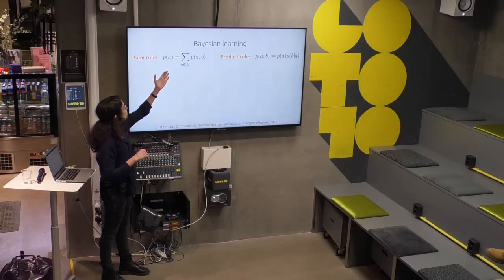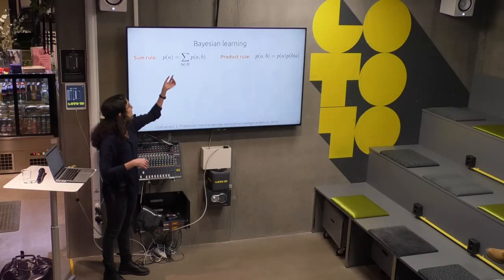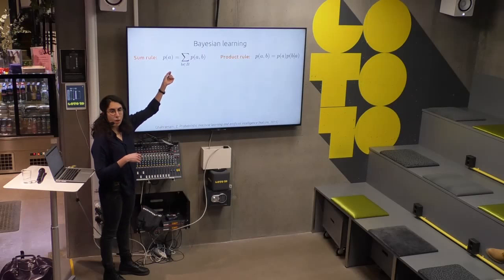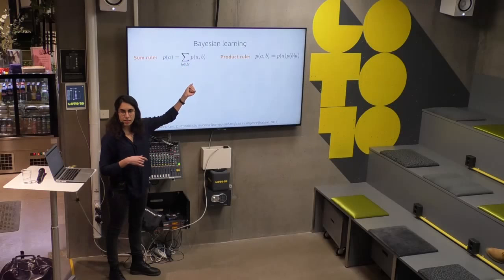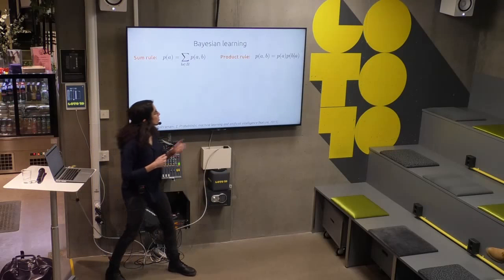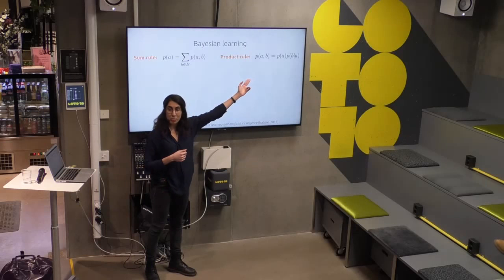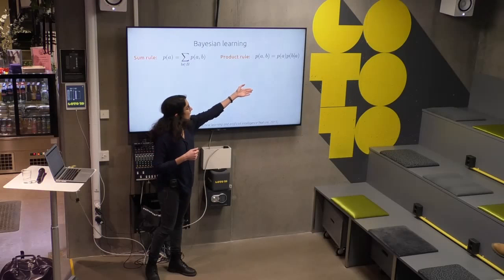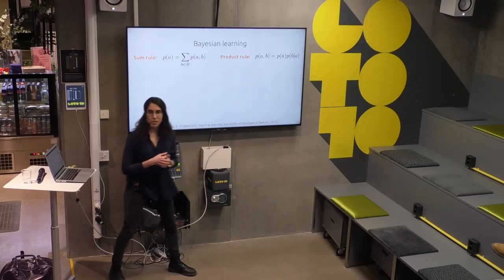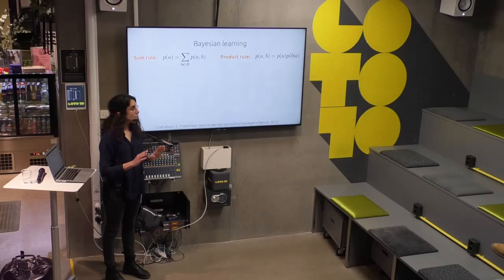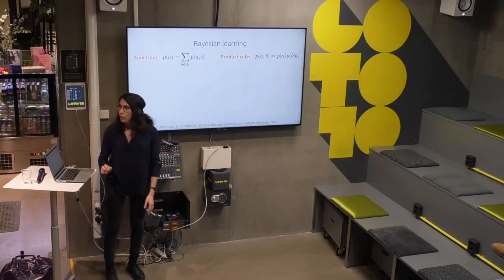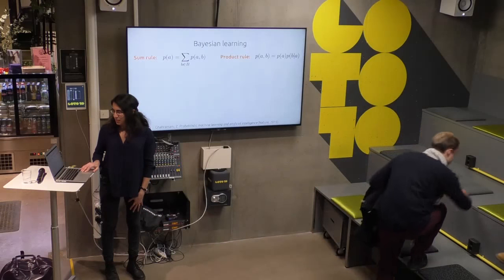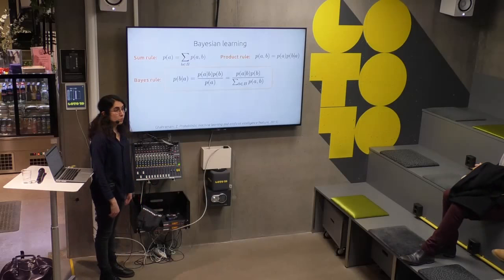And so the sum rule can be understood as: we can get the marginal of a variable, so the probability of a particular variable, by summing over the joint probability over the other variable. So we can sum over B. And then we get the marginal of A. And the product rule is understood as we can get the joint of A and B by multiplying the marginal on A by the conditional of B given A. So these are two basic rules in probability theory, and they are our starting points to derive what we call Bayes' rule.